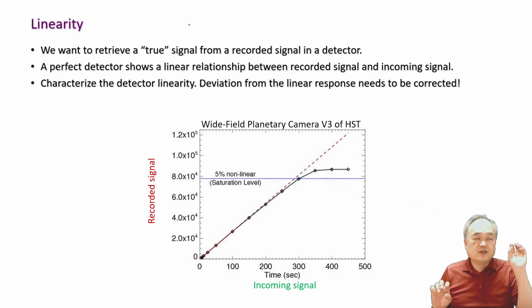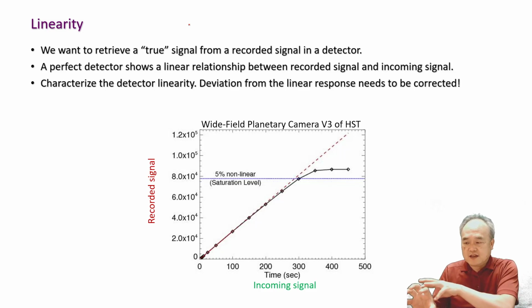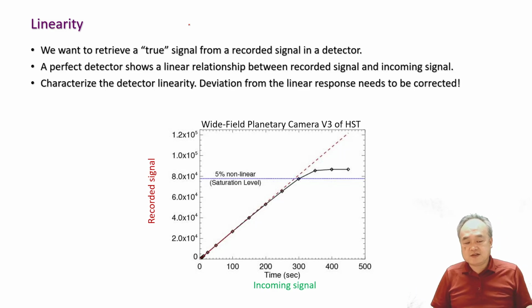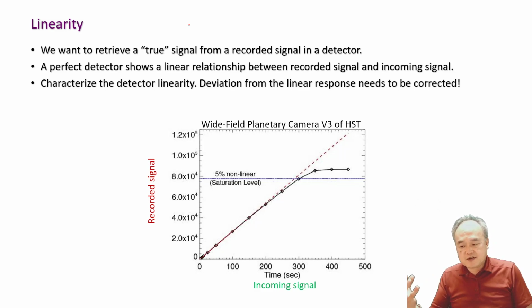A really good detector should have a one-to-one linear relationship. So if the photons are twice as strong, then the final measured electric current should be twice as large, right? If the incident light is 10 times stronger, then the final measured electric current should be 10 times larger. In such a case, it is perfectly linear.